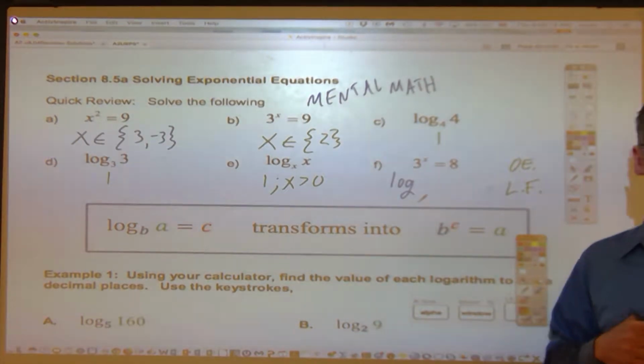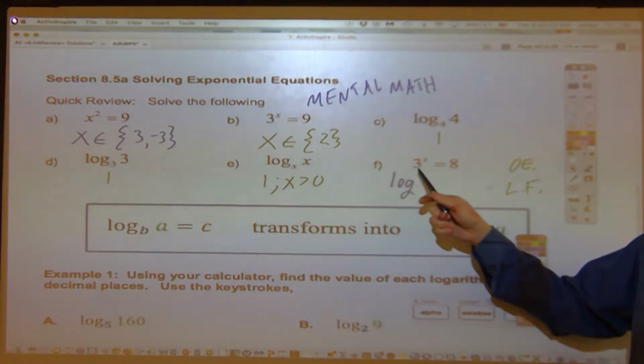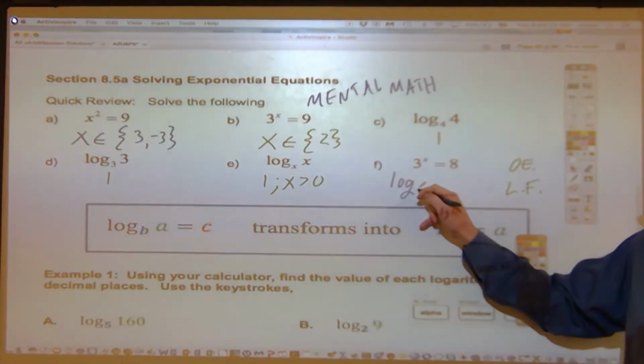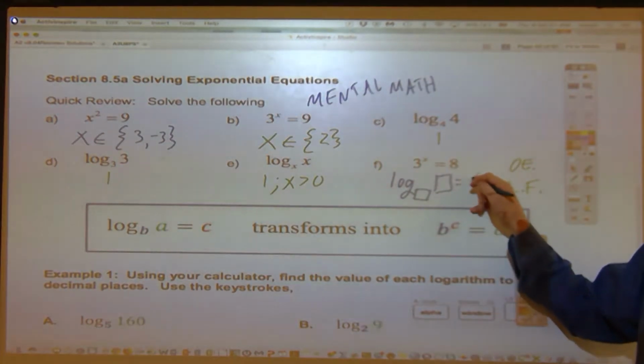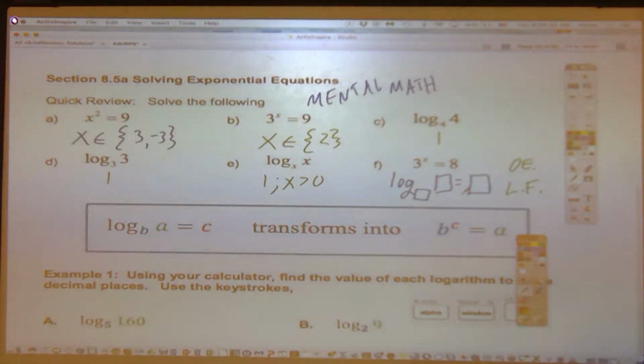So would you please see if you can remember how you organize these three symbols, 3, x, and 8, into the form log base something of something equals something. That would be the log form. Try it. See if you can remember what the log form of this exponential equation is.